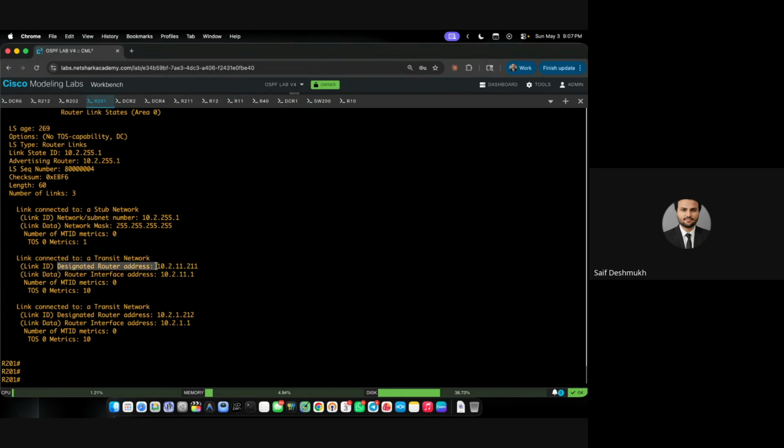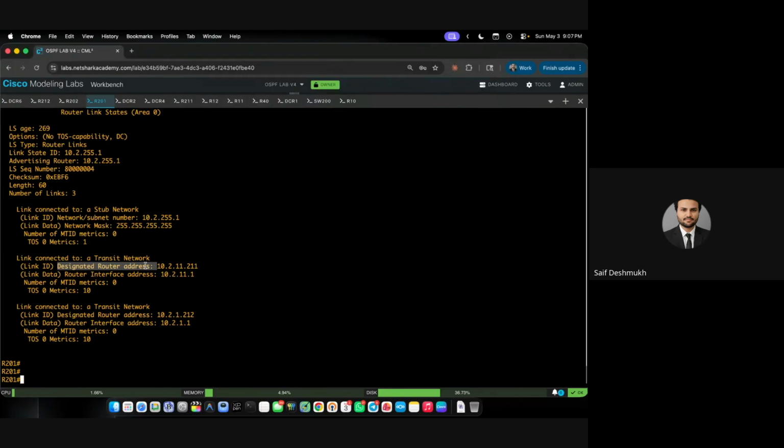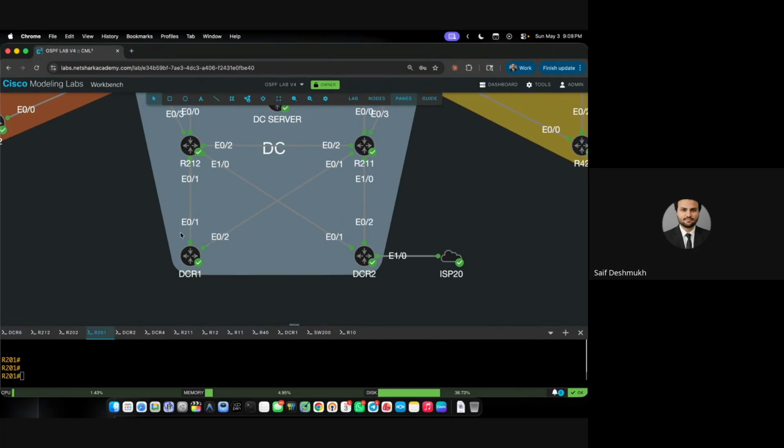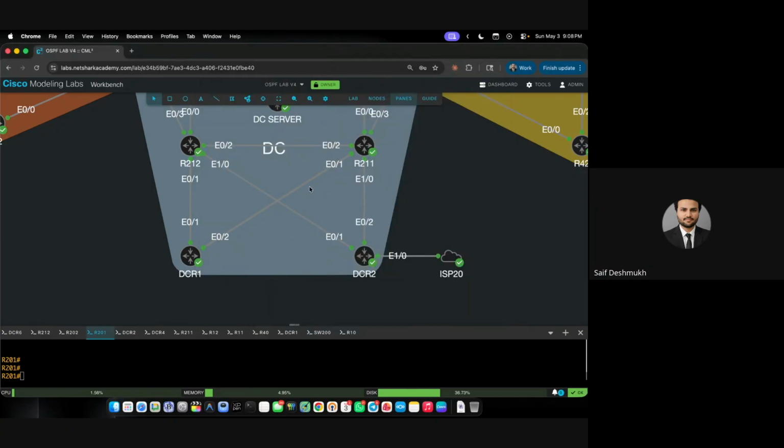Immediately when you have a designated router, the designated router's job is to generate the type 2 LSA. I'm moving away from the subject just for a minute. The type 2 LSAs are only generated in broadcast networks. If you don't have broadcast, it will not generate a type 2 LSA. Please understand that. So this link here, based on the IP address, is the link 211 DC router 1.